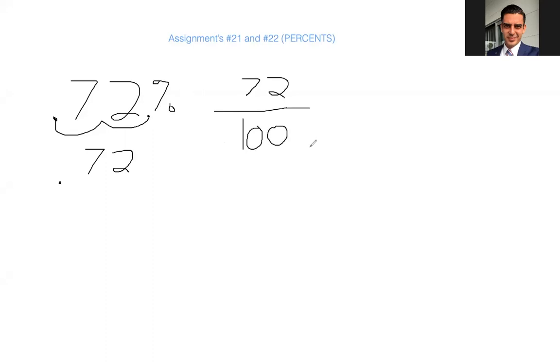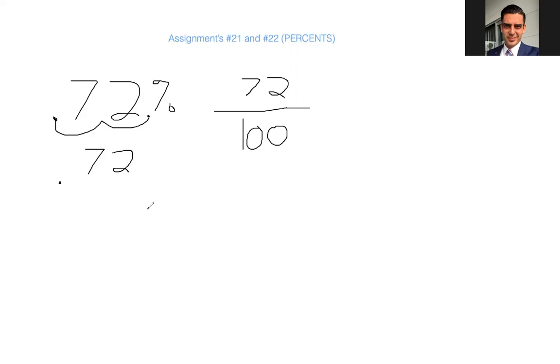So 72 over 100. Now you can simplify this, but for these next assignments, I'm not going to have you simplify this. I'm mainly focusing on whether you know how to do decimals from fractions, how to fill in the fractions, things like that.